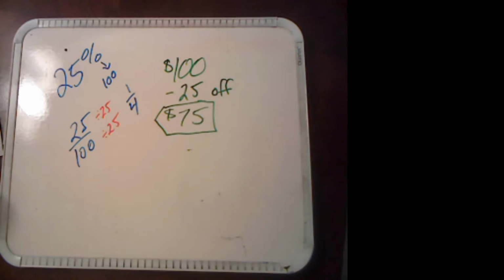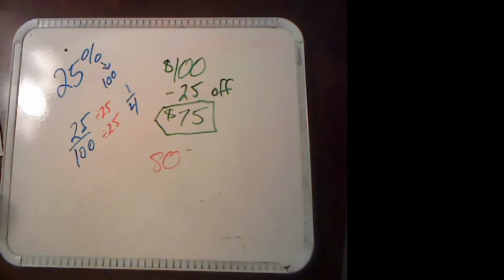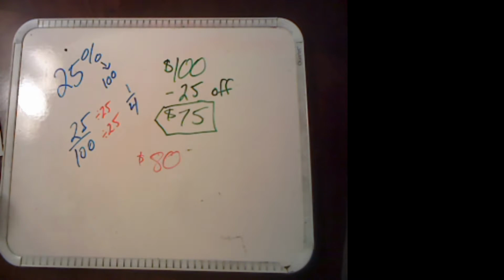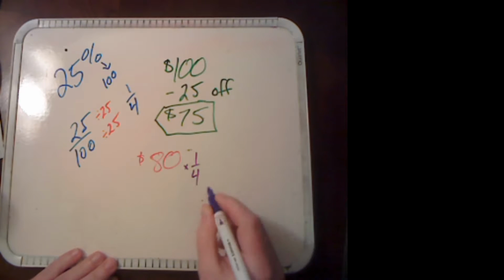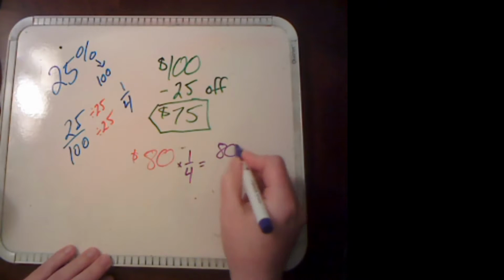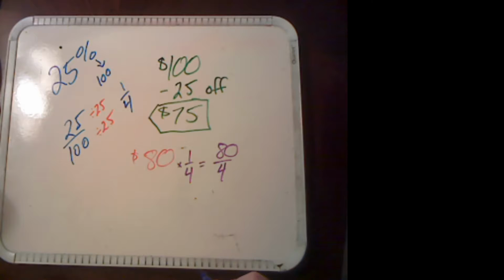Let's take a look at a different number. Let's take a look at the number 80. Let's say something was worth $80 and you find it on sale for 25% off. Well, we need to find 25% of 80, or we need to find 1/4 of 80. So 80 times 1/4 is going to be the same thing as 80 divided by 4. What is 80 divided by 4?